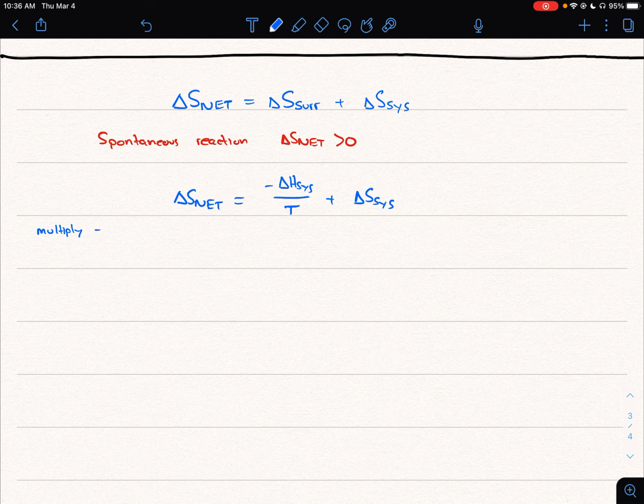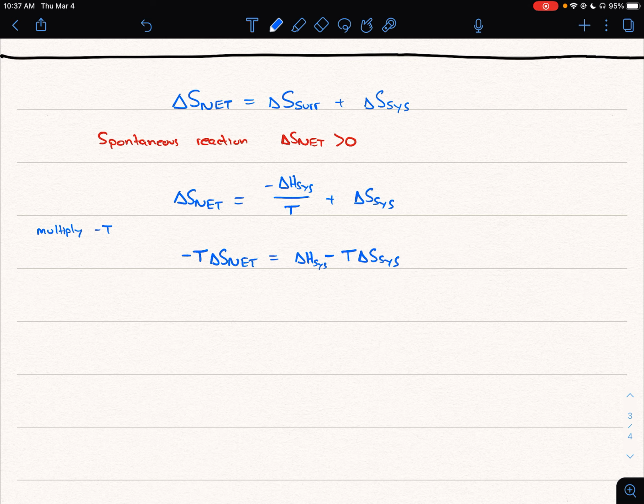I'm going to start off by multiplying everything by negative T. So we get negative T delta S net equals delta H, because we've removed that negative and then divided by T, and now minus T times delta S of the system. So now we have negative T delta S net is equal to delta H of the system minus T times delta S of the system.